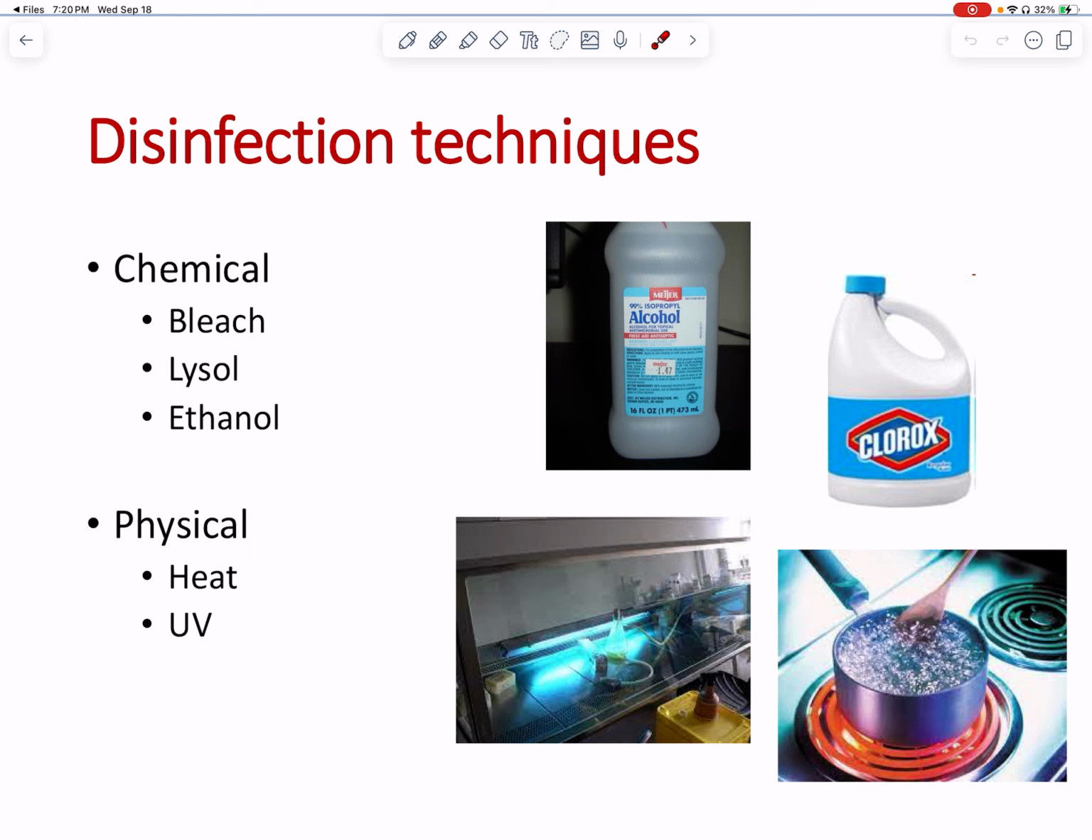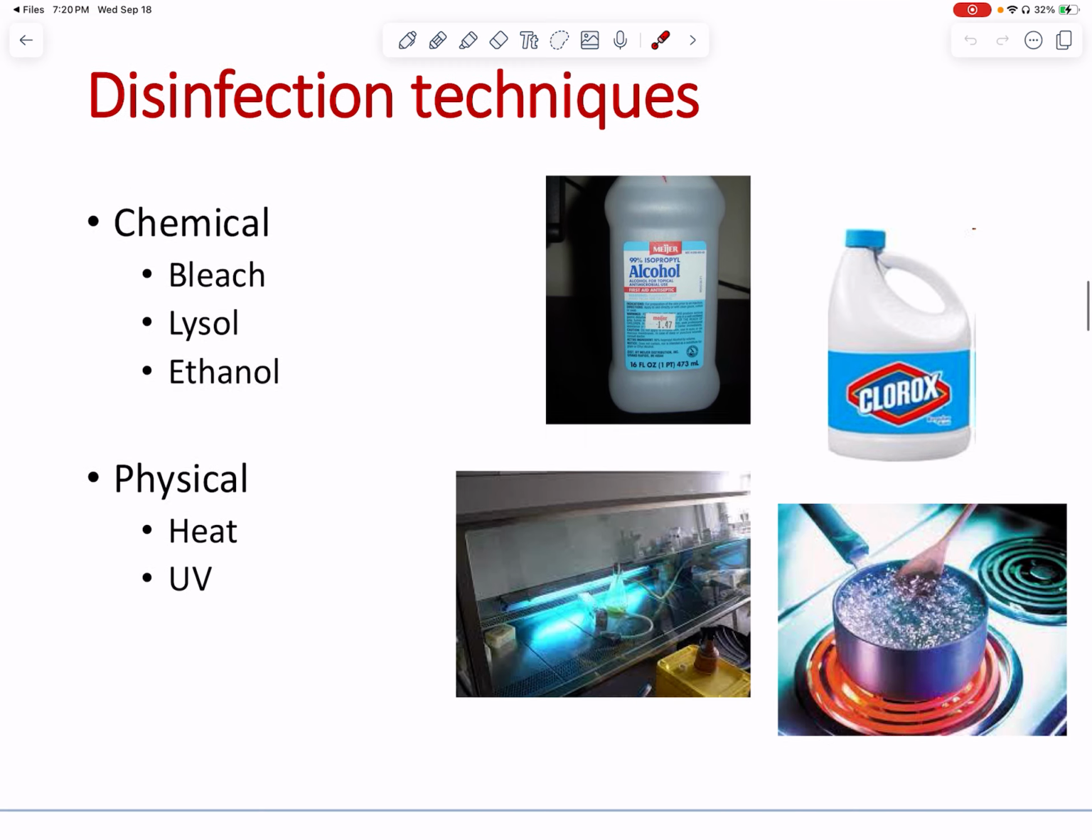Two other examples using physical means include heat, like if we were boiling something, or UV irradiation. And we'll talk a little bit about that today and why it's maybe not used so widely today.